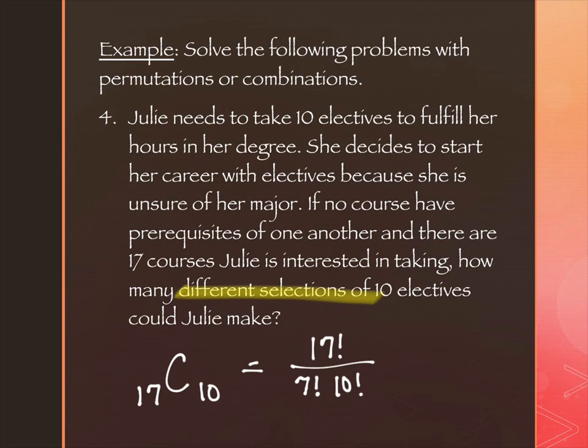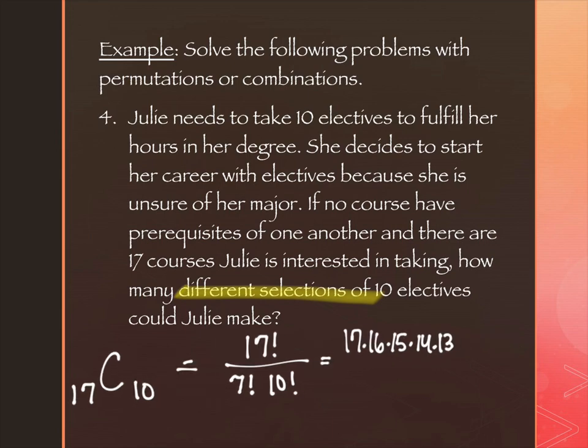Okay, so we're going to write out our 17 until we get down to 10 because it's the first one. So 17, 16, 15, 14, 13, 12, 11, and 10 factorial. I have a 10 factorial matching, and then I have 7, 6, 5, 4, 3, 2, and 1. Okay, so cancel out the 10 factorials.